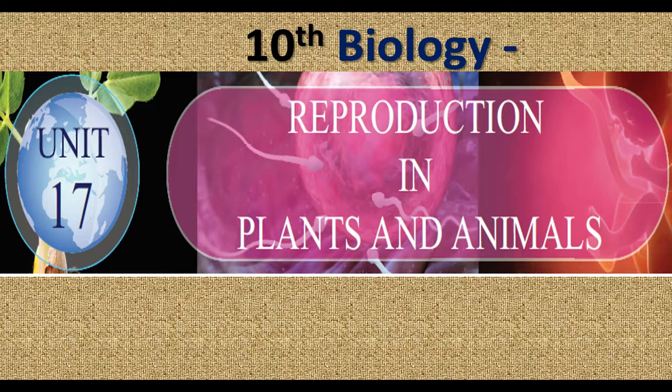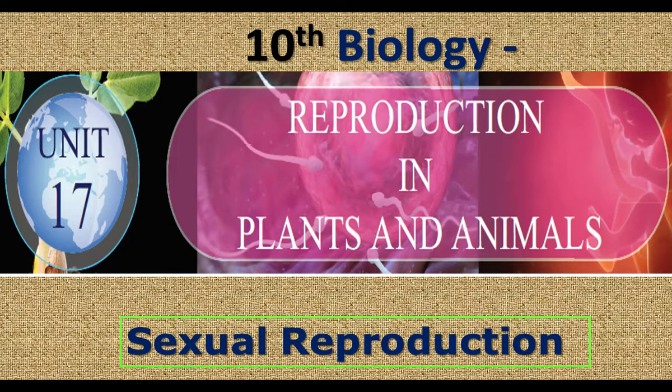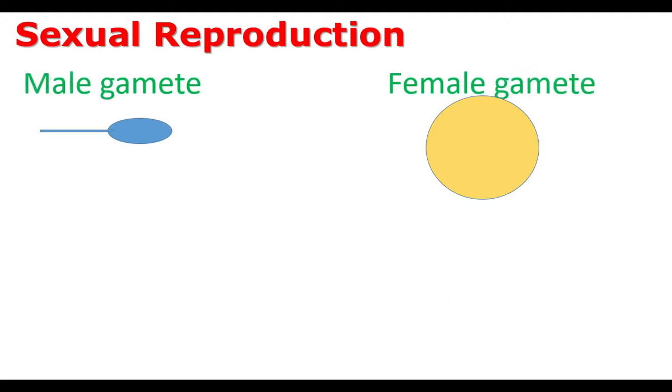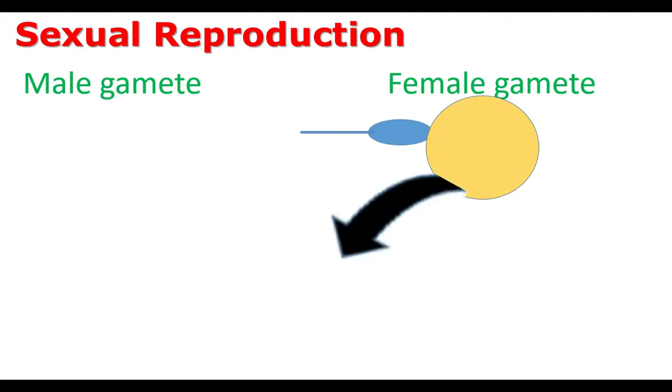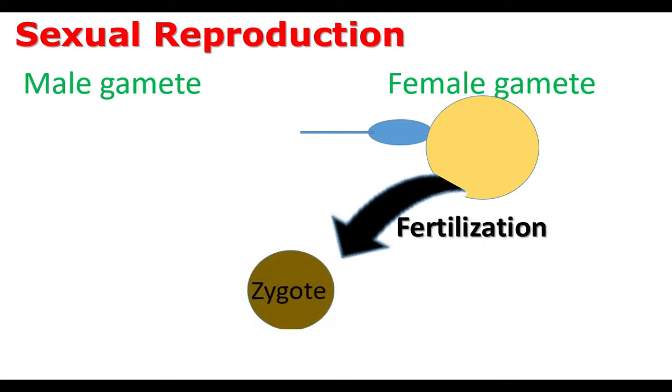In the previous part, we discussed vegetative reproduction and asexual reproduction. In this part, we are going to discuss sexual reproduction. Sexual reproduction involves fusion of the male and female gametes. The male and female gametes fuse and form a structure called the zygote. This process is called fertilization.